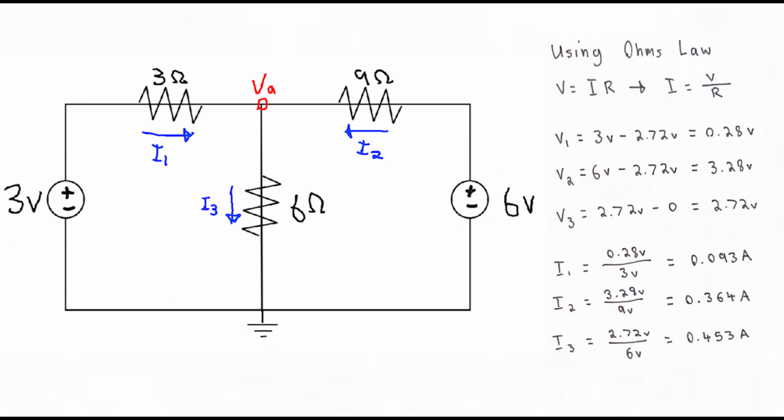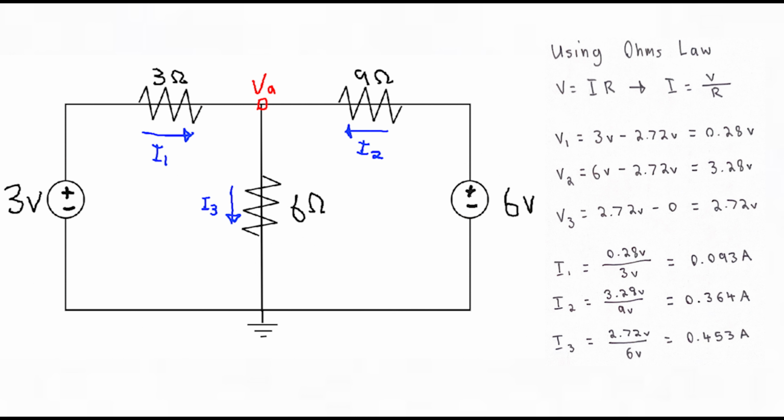The next step is to determine the voltage drop across all the resistors, and this is done by subtracting the input voltage into the resistor by VA, which is the voltage found at the node. By doing this, we find that the voltage drop across resistor 1 is 0.28 volts, across resistor 2 is 3.28 volts, and resistor 3 to be 2.7 volts, as VA is flowing in the opposite direction in comparison to V1 and V2.